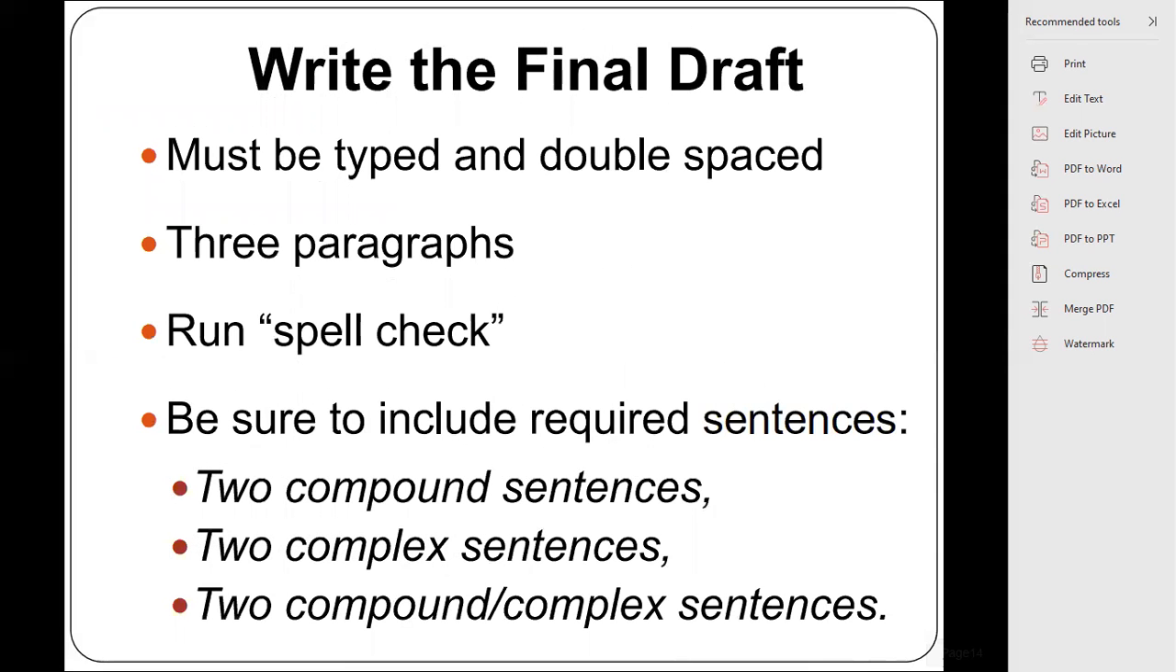Okay, how do you go with the final draft? Your final draft must be typed or double spaced. Make sure there are 3 paragraphs in your narrative. Run your spell check. Okay, check your spelling and your grammar. Be sure to include the required sentences: 2 compound sentences, 2 complex sentences, and 2 compound-complex sentences.